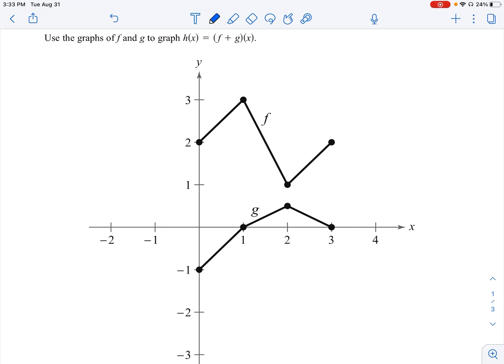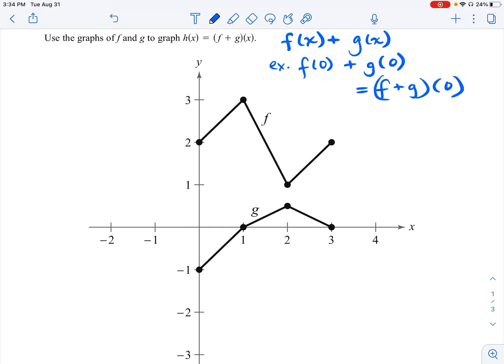So f plus g of x, what this is saying is f of x plus g of x. And probably the easiest approach when it comes to just doing addition or subtraction of functions and trying to graph that result is to remember that the outputs of the functions can simply be added. That is to say, I can say that f of 0 plus g of 0, for example, is going to be equal to f plus g at 0.